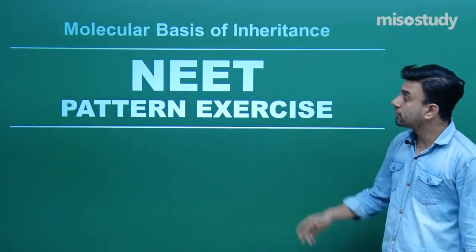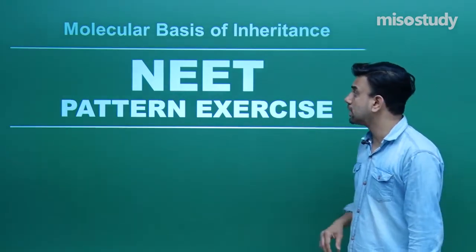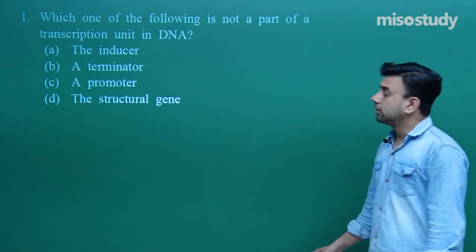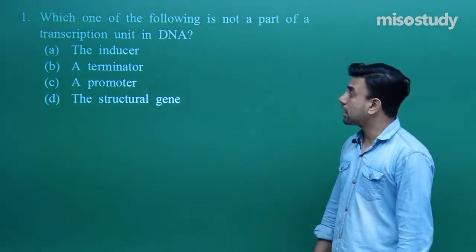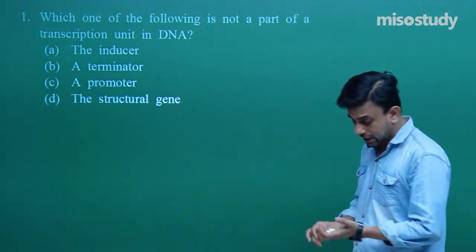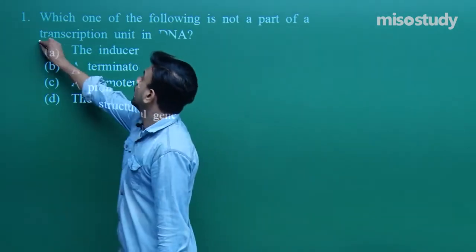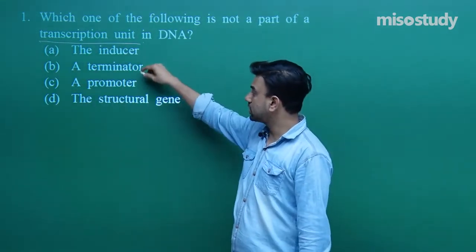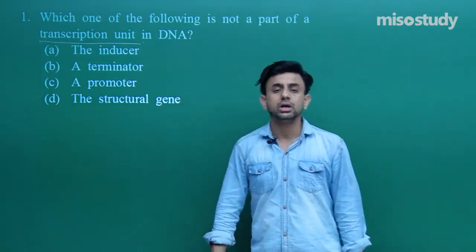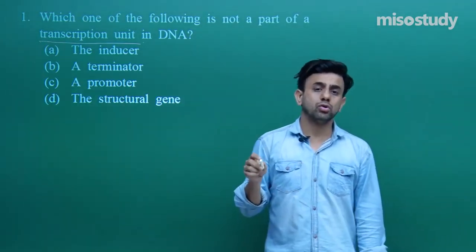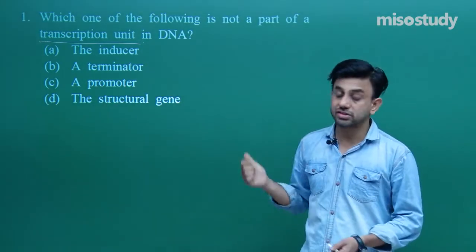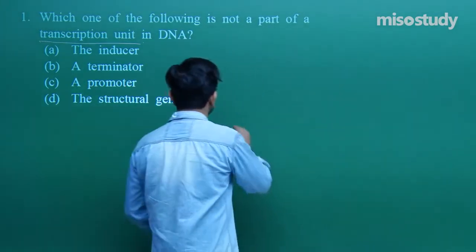So today we will discuss the genetics chapter, molecular basis of inheritance, the NEET pattern exercise, right? The first question: which of the following is not a part of the transcription unit in the DNA? The moment you see the options, the inducer, terminator, promoter, structural gene, your idea goes to the lac operon. You remember we talked about the lac operon when we were discussing this chapter, right?